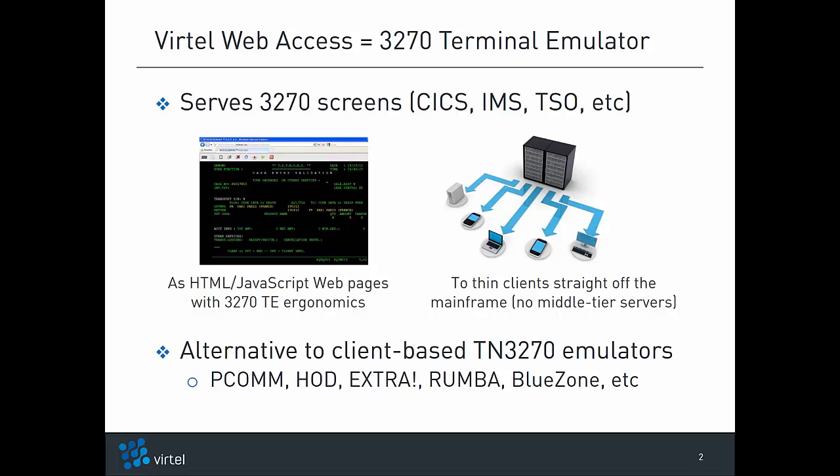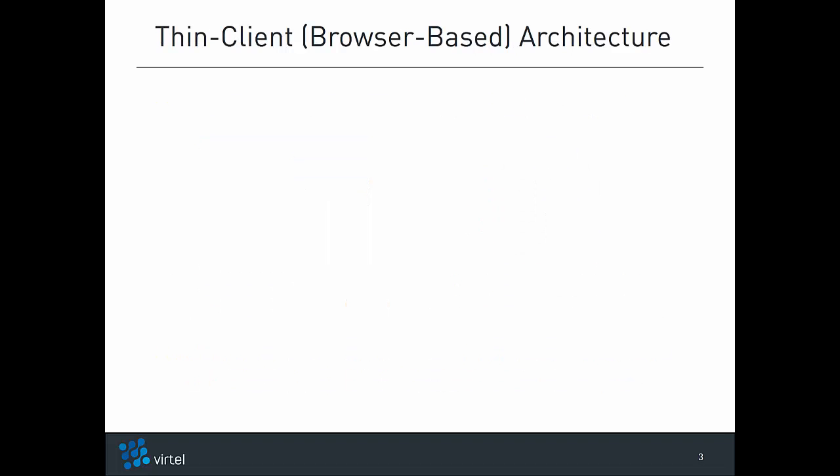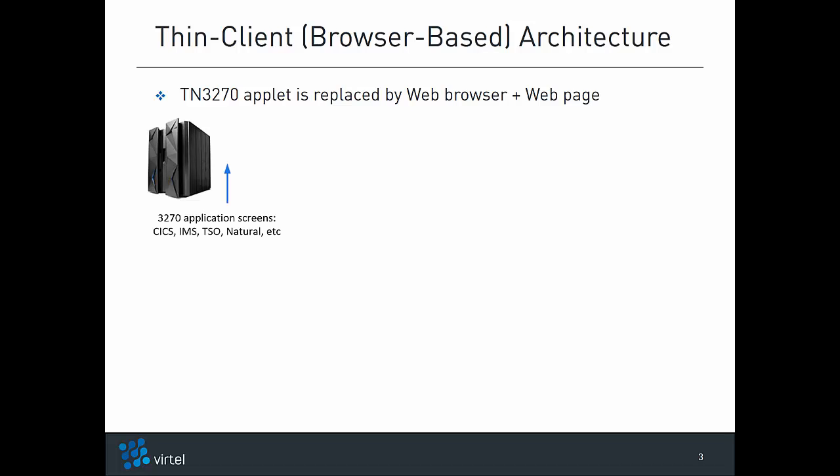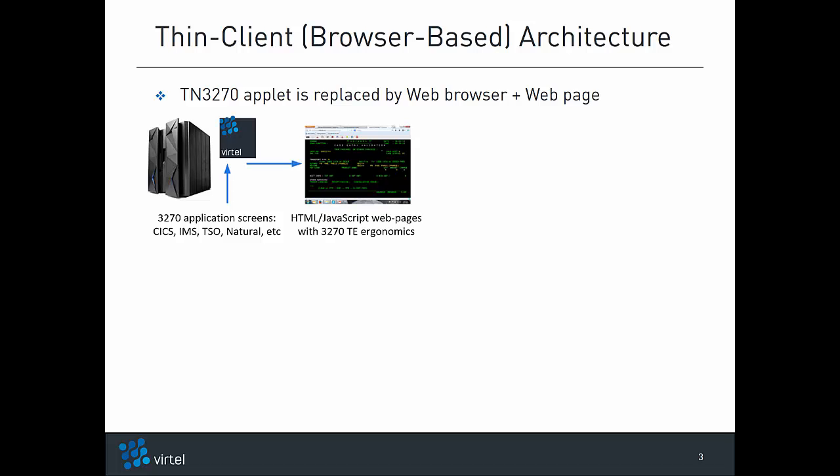Virtel is typically deployed as a modern alternative for TN3270 emulators such as PCOM, HOD, Extra, Reflection, and Bluezone. Virtel Web Access relies on a thin client, browser-based architecture, which means that the TN3270 applet that TN3270 emulators rely upon is replaced by the client's web browser, to which Virtel Web Access serves a standard HTML JavaScript web page. 3270 application screens, such as those of CICS, IMS, TSO, and other 3270 applications, are served by Virtel Web Access as HTML JavaScript web pages with 3270 emulation ergonomics.